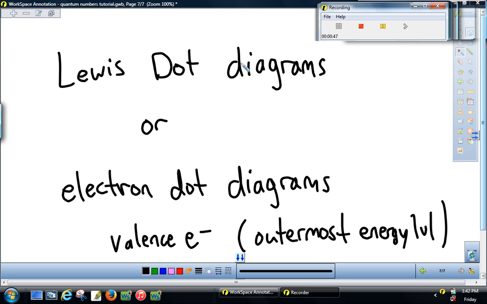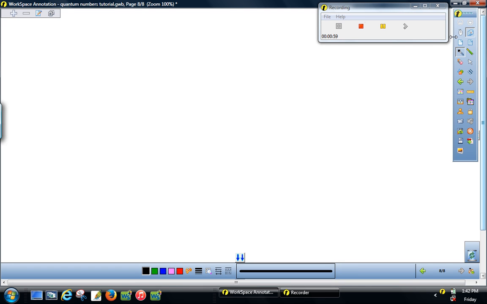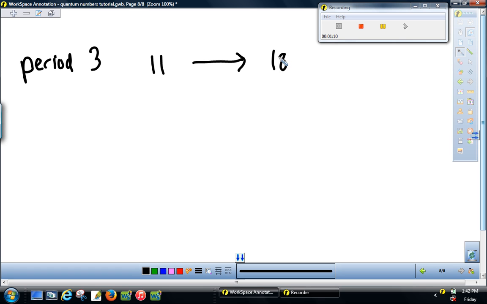So how do we simplify it? How do we just show the outside electrons? Well, for the main group elements, the S block and the P block, it's actually pretty easy. So let's take a look at how we do this. Alright, so what we're going to do is work through period 3. Period 3 is elements 11 through 18. So we're looking at sodium over to argon. If you look at element 11, sodium has 11 protons and 11 electrons.